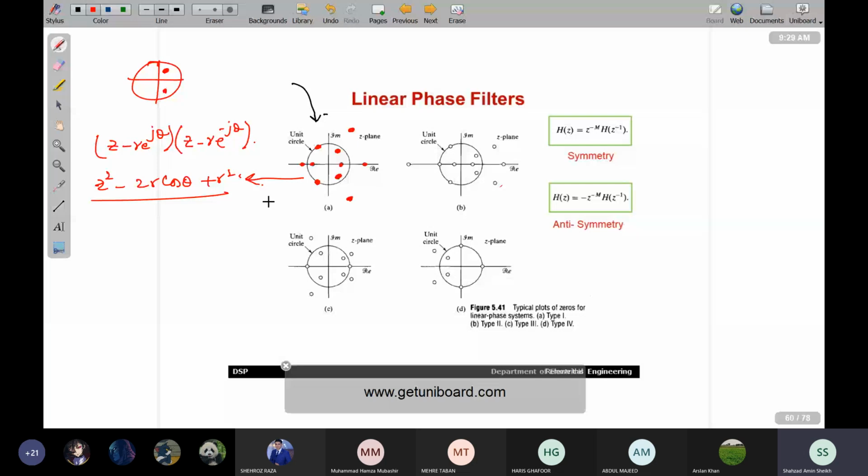जब भी आपके पास zeros होंगे तो इस तरह लोकेशन में रखे हुए होंगे, इन लोकेशंस पे होंगे. Now let's talk about type 2 filter. बाकी तमाम उसी तरह से हैं चीजें.